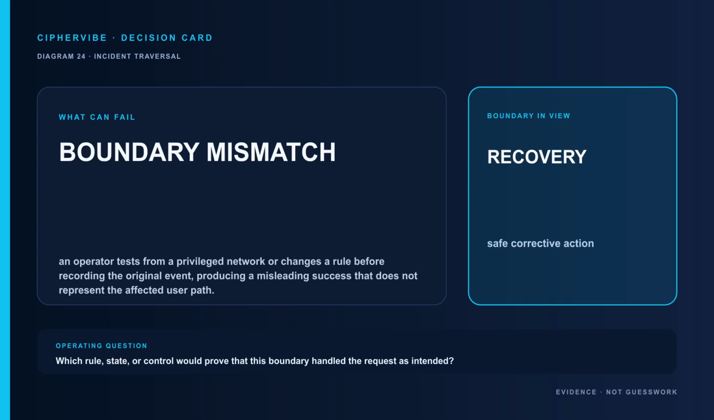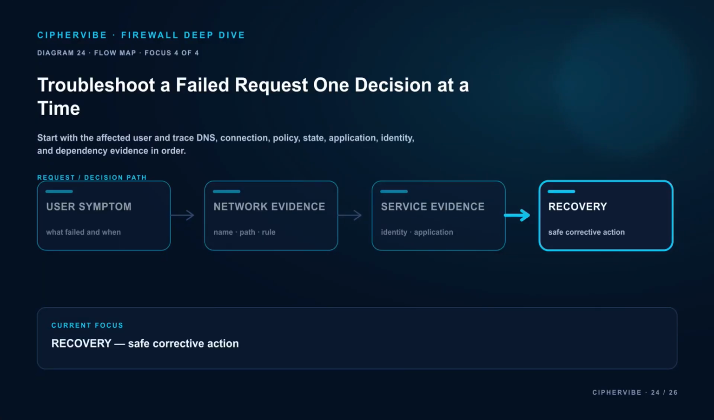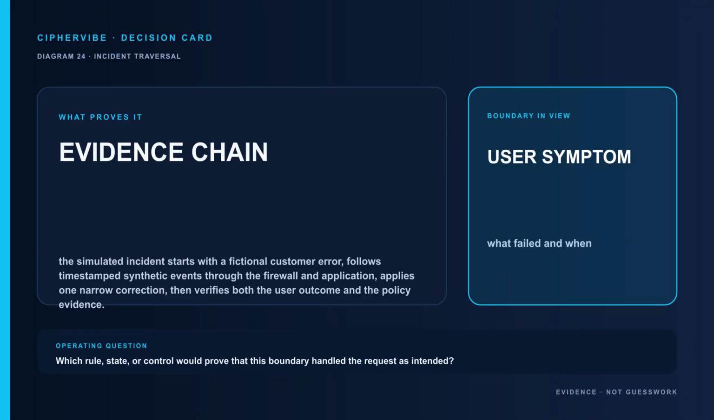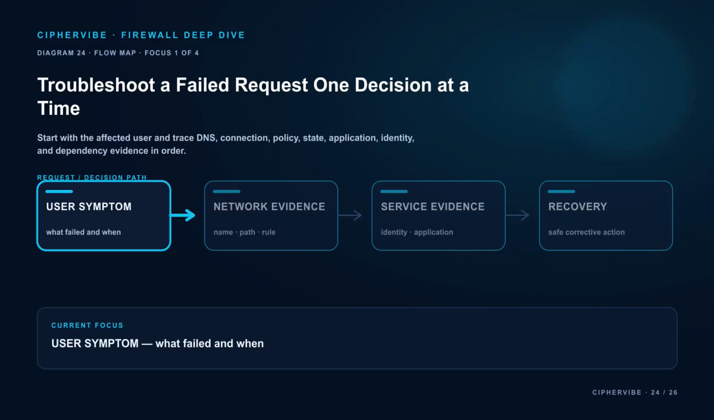This sequence preserves evidence and prevents a firewall exception from masking the real cause. Mechanically, each step narrows the hypothesis by proving whether the request reached the next decision boundary. The next query is chosen from the result of the previous one, not from a guess. The common failure is that an operator tests from a privileged network or changes a rule before recording the original event, producing a misleading success that does not represent the affected user path.